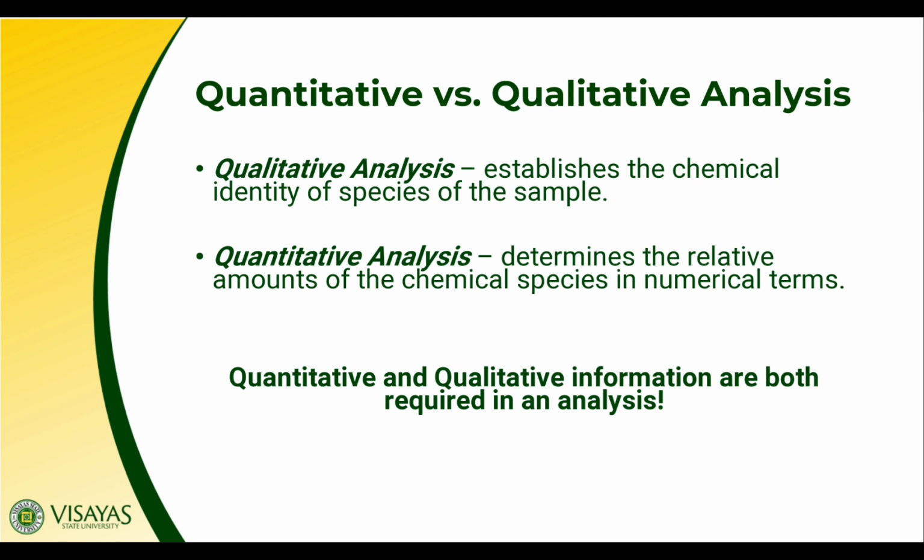And of course, when you do chemical analysis, both are actually required. So you need to determine first the qualitative information of your sample, and after determining that qualitative information, then you can proceed to the quantitative determination of those chemical species.